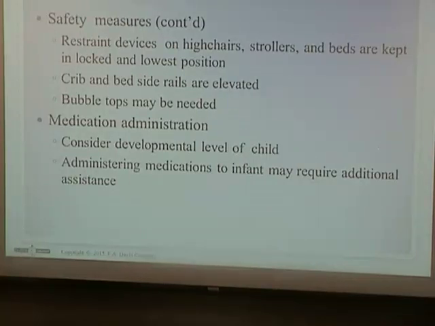These are all common sense things, right? When you're using restraint devices, make sure that they work, right? Keep everything in the lowest position to the ground, locked, strapped in, right? Just like you would at home.